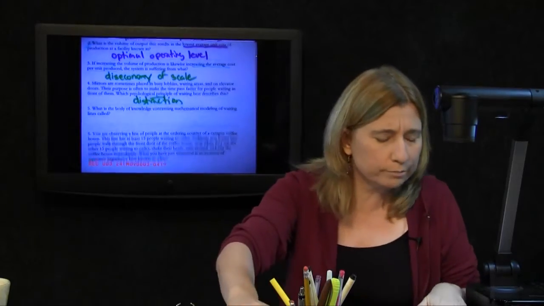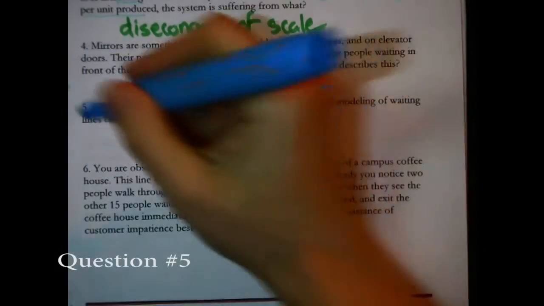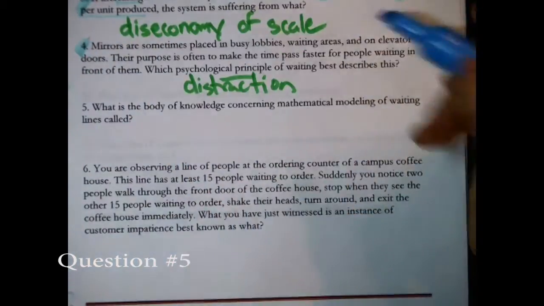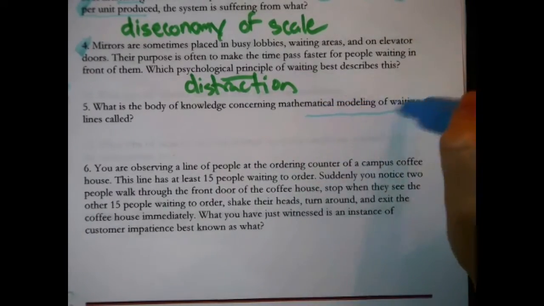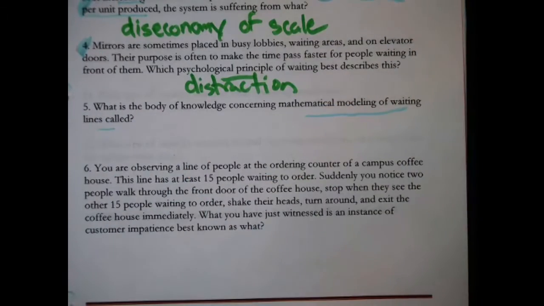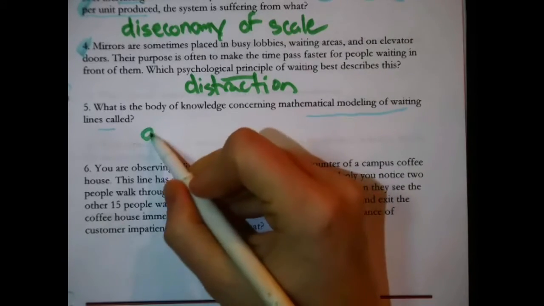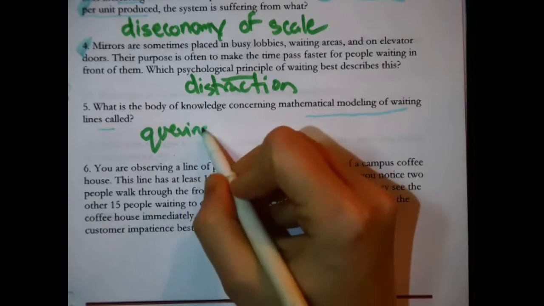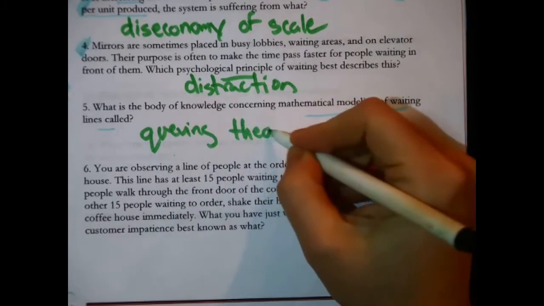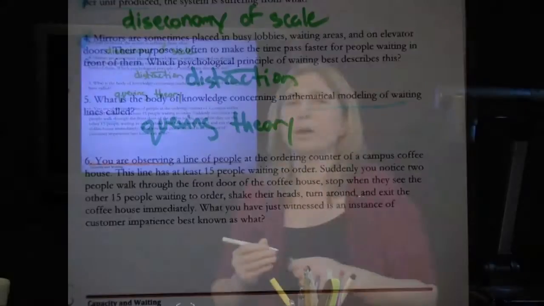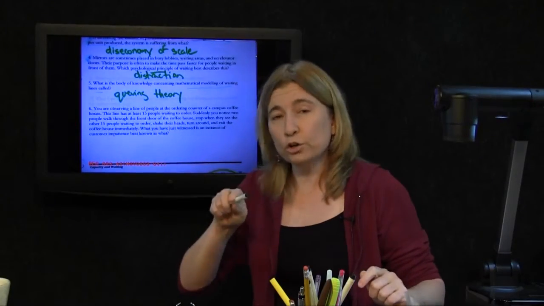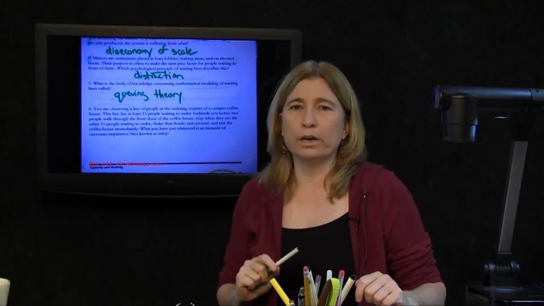Anyway, next question. What is the body of knowledge concerning mathematical modeling of waiting lines called? Queuing theory. That is the name for the body of knowledge concerning the mathematics of waiting lines. Queue being another word for waiting line.